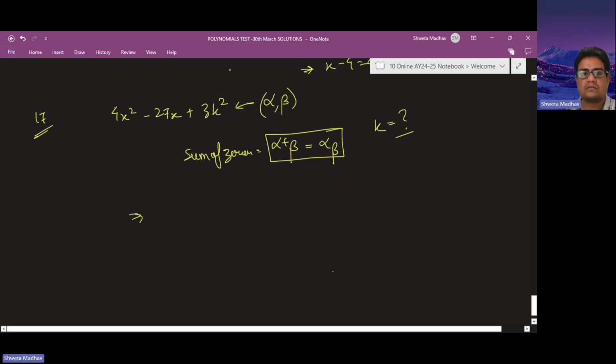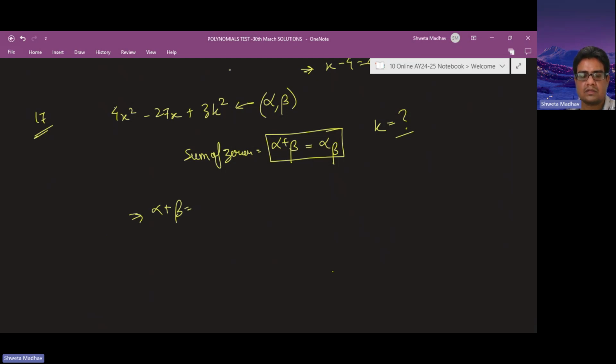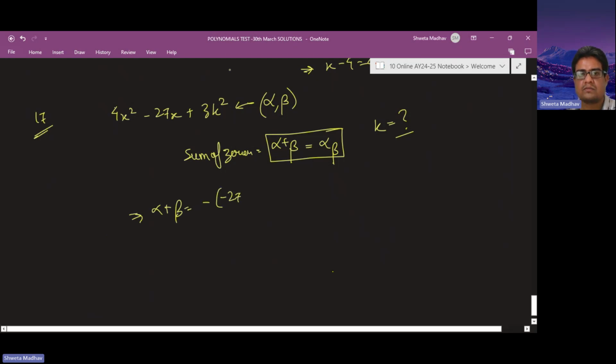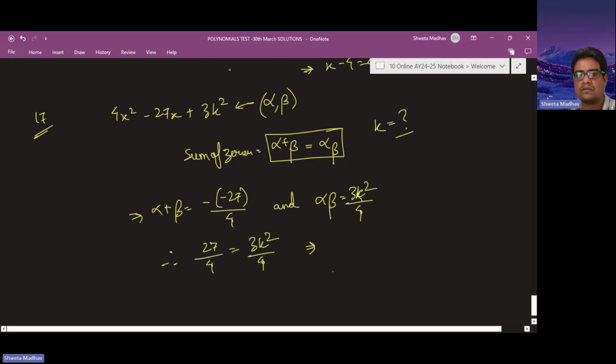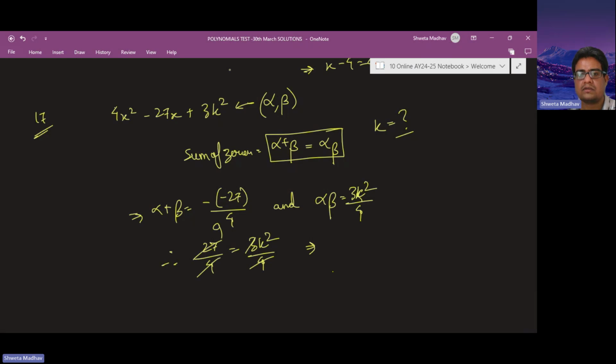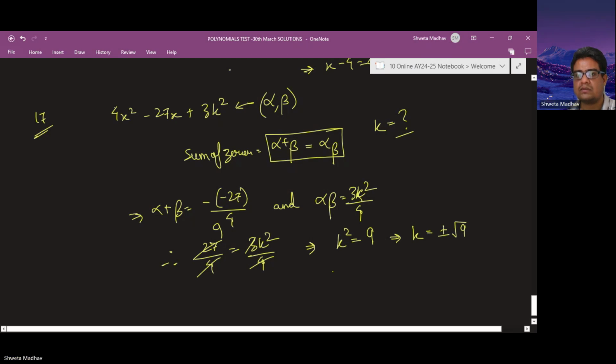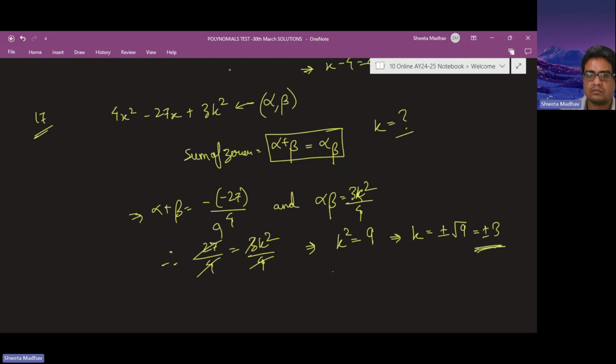Okay. So here alpha plus beta, the sum of the zeros, is equal to minus b by a, which is minus of minus 27 by 4, and the product of the zeros, alpha beta, is c by a, which is 3k square by 4. So these two are equal. So we can say 27 by 4 will be equal to 3k square by 4. So from here 4 and 4 will get cancelled, and 3 9s are 27. So k square will be equal to 9. So k will be equal to plus or minus root over 9, which is plus or minus 3. So these are the two values of k. So plus minus 3 is the answer.